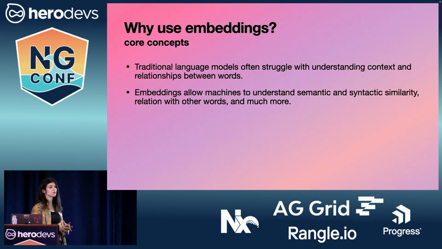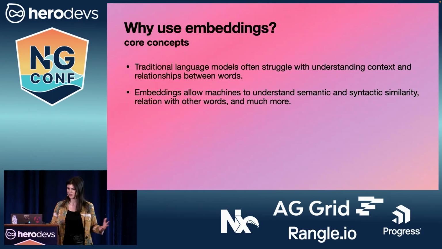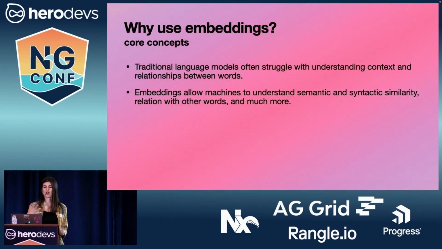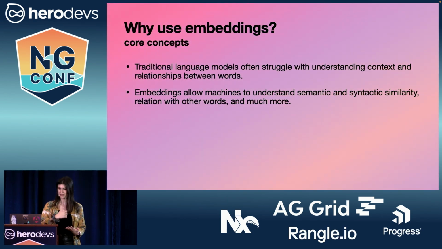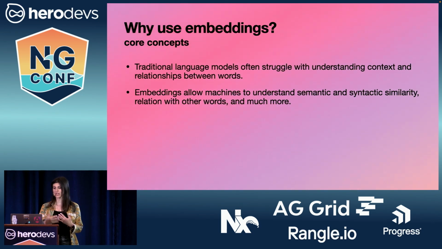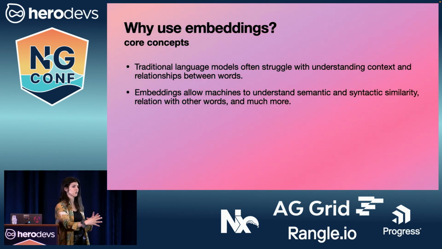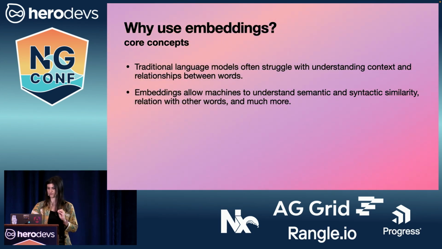Why use embeddings? Well, machines understand numbers. Traditional language models often struggle with understanding context and relationships between words. By giving them arrays of numbers, vectors, or embeddings, we allow the machines to understand semantic and syntactic similarity, relation with other words, and much more, as we saw in the graph before.